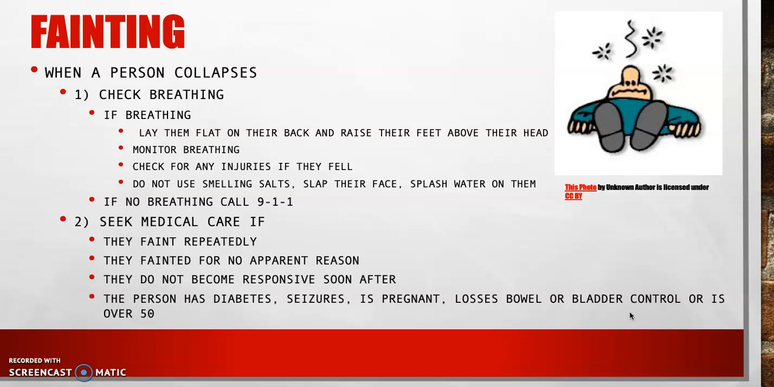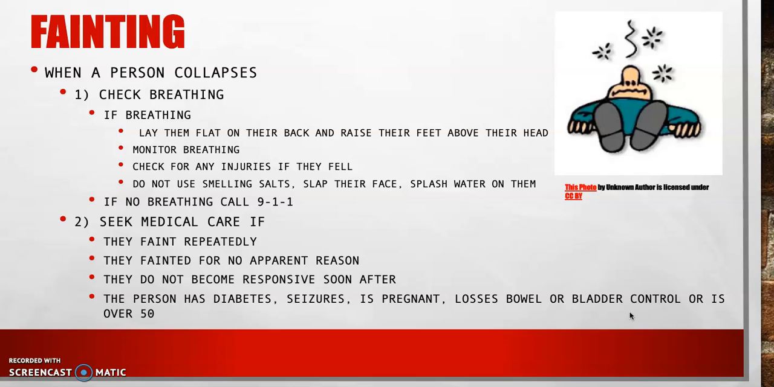Fainting. So this is when a person collapses. Your first step is to check if they're breathing. If they're breathing, you lay them flat on their back and raise their feet above their head. Monitor their breathing, making sure they're continuing to breathe. Check for any injuries if they fell. Do not use smelling salts, slap their face, or splash water on them. You're just going to lay them on their back and then monitor them and make sure that they're doing well if they're breathing. If a person collapses and they're not breathing, that would be a sign to seek medical care.